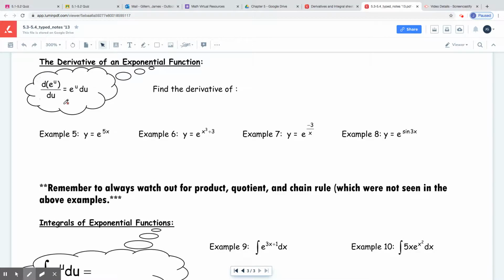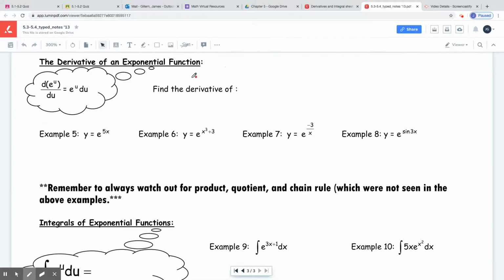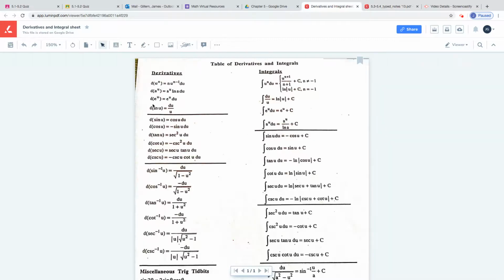All right, so we have a new formula here. The derivative of e raised to some power is e to the u du. So basically, when you find the derivative of e to some power, you rewrite the problem, and then you find the derivative of the exponent. It's the original times the derivative of the exponent. You do not need to memorize this. Just to show you, here's the derivative: the derivative of e to the u is e to the u du, where u is the exponent. You rewrite it, then take the derivative of the exponent.